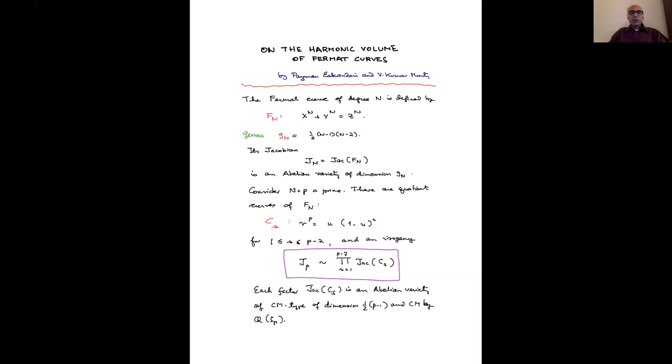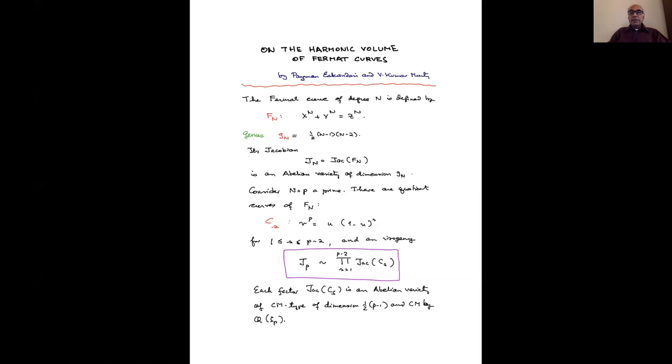It's a quotient curve. And in fact, these quotient curves, when put together, give you the whole Jacobian of the Fermat curve, at least for prime degree. N is a prime. I write J_p for the Jacobian of F_p. Then up to finite groups, it is essentially the product of the Jacobians of these quotient curves, C_S. So there are p minus two of them.